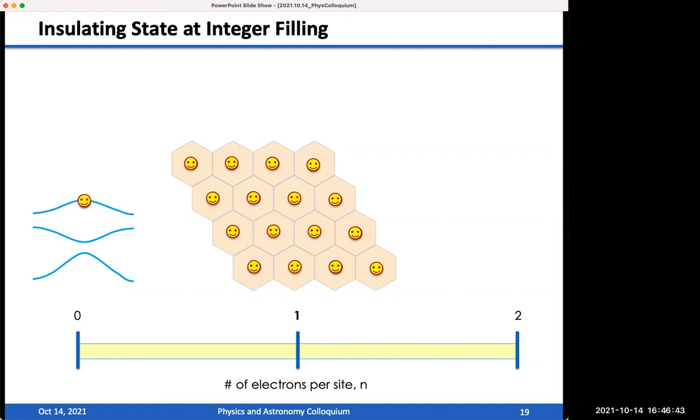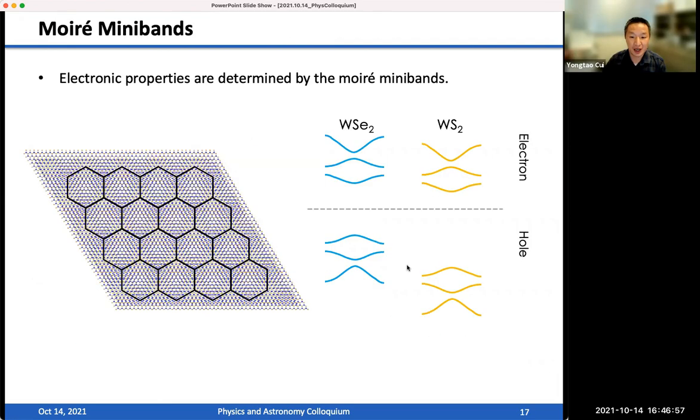Another short one. Since you have two layers forming a moiré pattern, where do those electrons live? Does it make any sense to think they don't belong to any single one, right? Well, I think in this case, because of the band alignment, they actually live in individual layers.